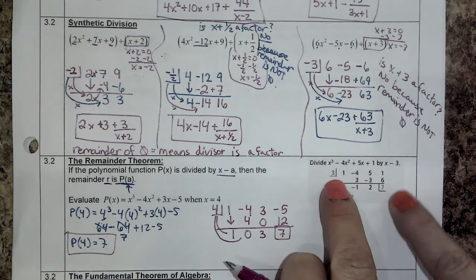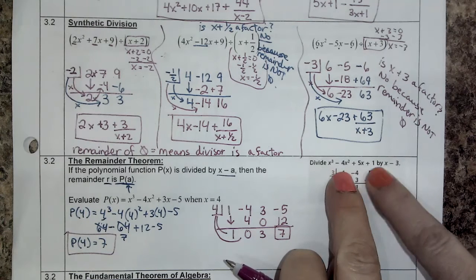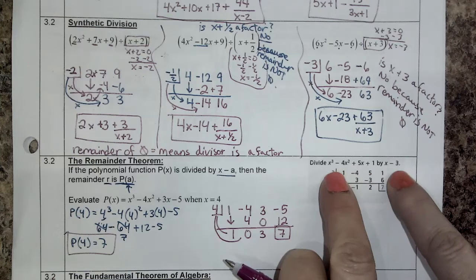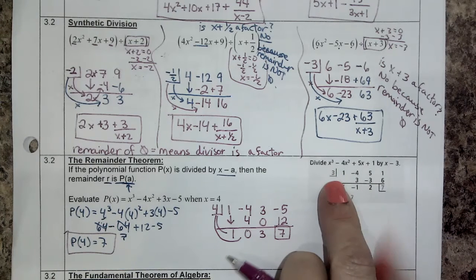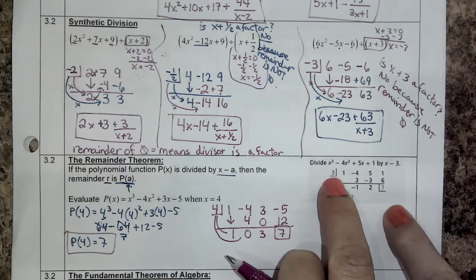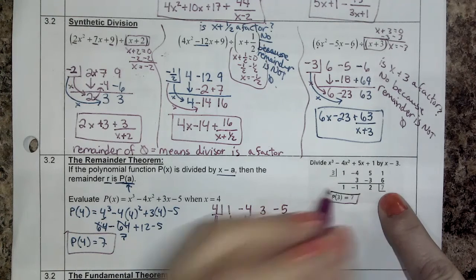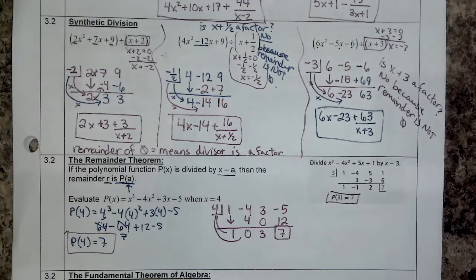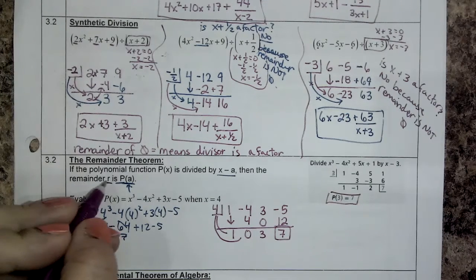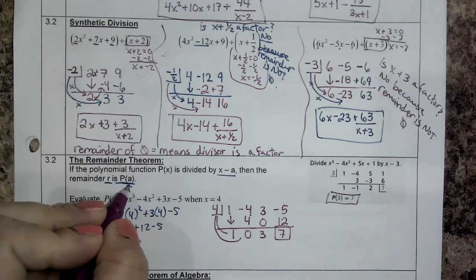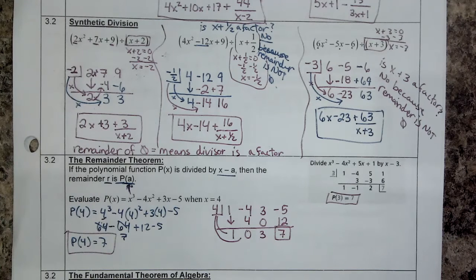So here, divide this by x minus 3. So I'm going to put a 3 here. Okay, and I get a remainder of 7. So I know now that p of 3 equals 7. Okay, so the remainder theorem says that if I do division, then my remainder is the answer for when I plug that value in.